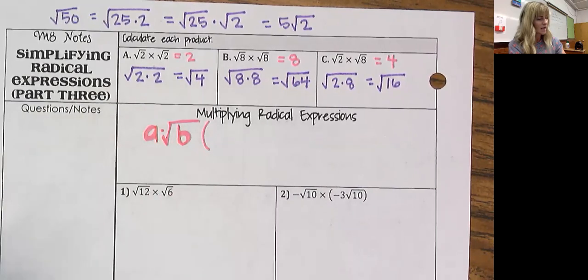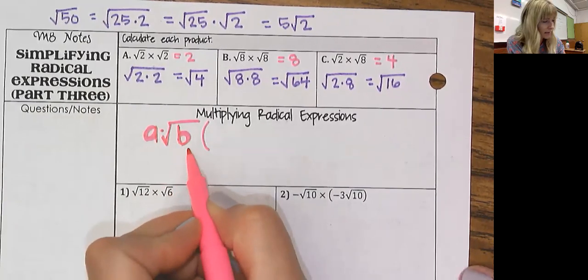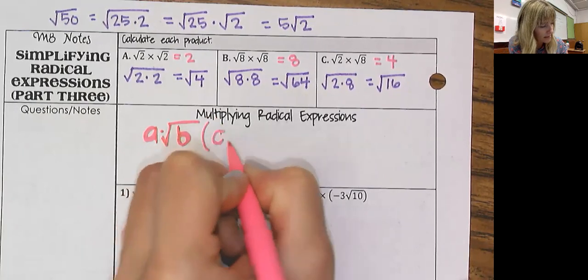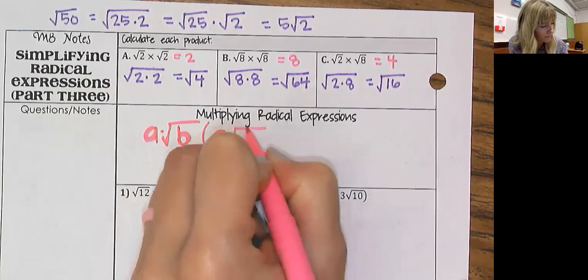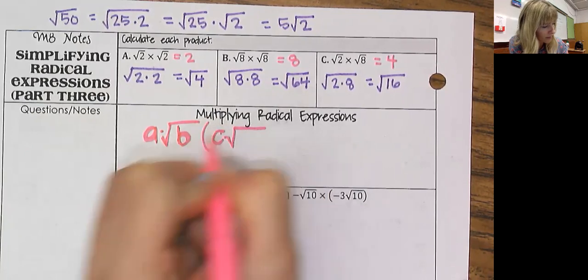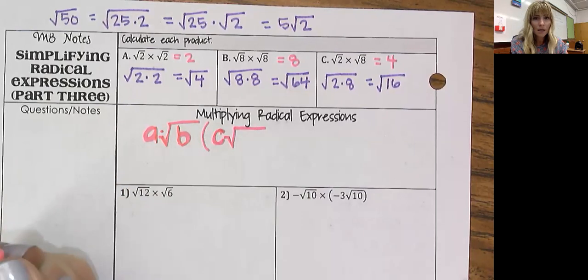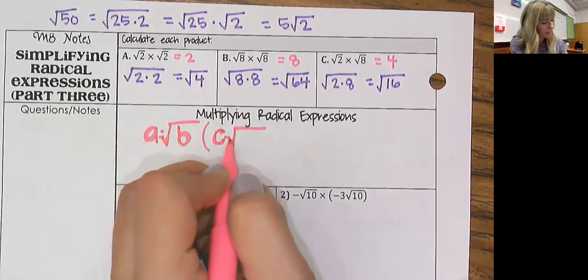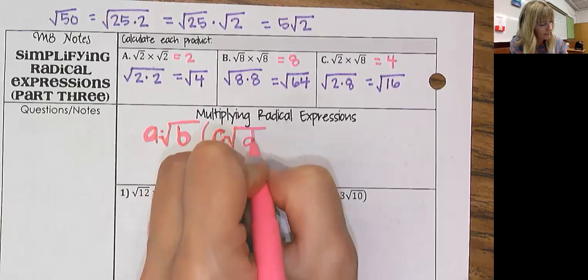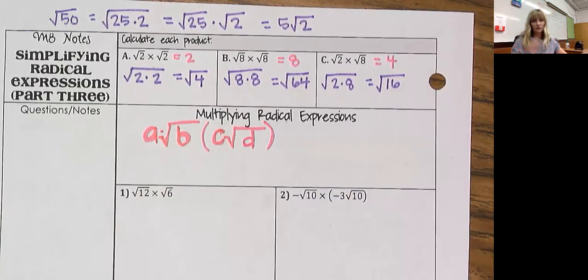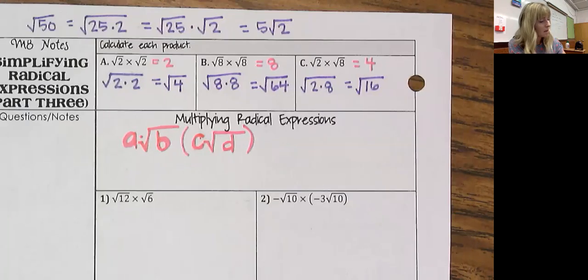If I have one radical expression, a square root of b, times another radical expression, I'm going to call it c square root of d, and since I'm writing them really big, I'm going to put this little part in because that's actually part of the symbol. I just never write it. A square root of B times C square root of D. I'm using all different letters because they can be all different letters, okay?